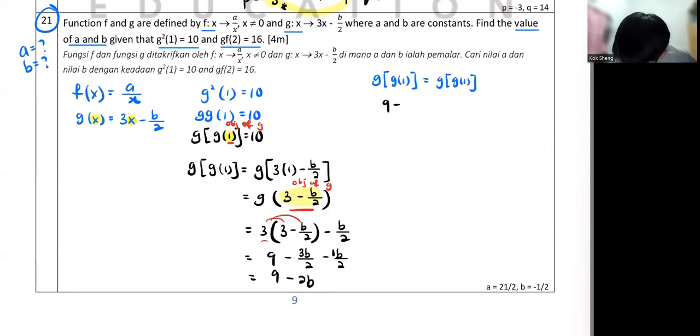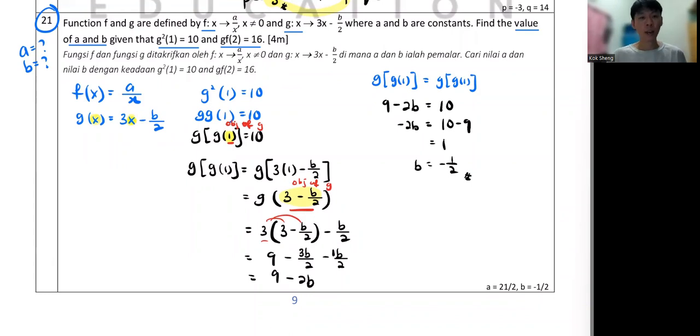Okay, so back to here. Now both g1 can equal. Okay, then we can find the b answer already. No more other unknown. Nice. So the 9 bring over minus, and the negative 2 bring over divide. So this answer comes from g1 equal to 10.